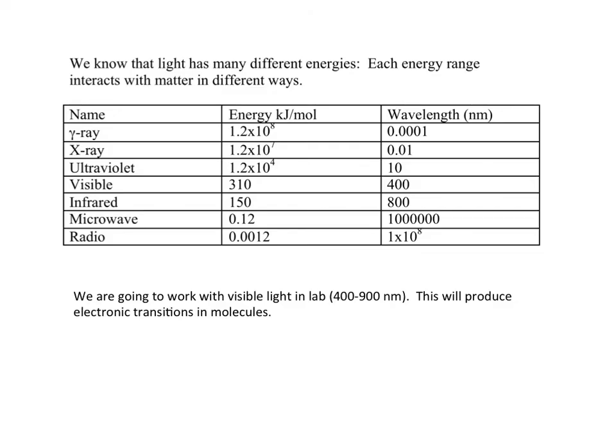This is a simple table of the names of different regions of electromagnetic radiation and the energy and wavelength associated with the midpoint of each region. Again, we're interested in visible light, 900 to 400 nanometers.